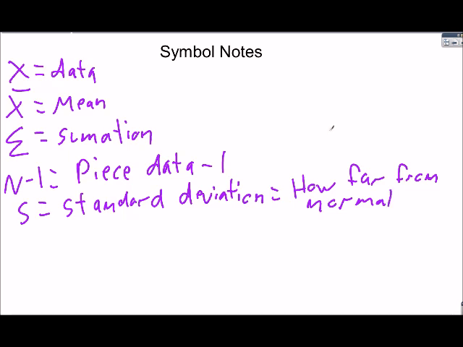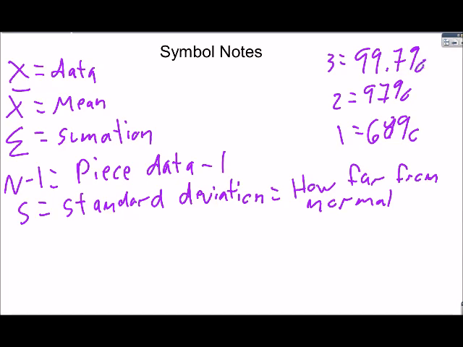And remember, 1 standard deviation means 68% of people fit in that window. 2 standard deviations in is going to be 97% of people. And if you're 3 standard deviations away and in, that's 99.7% of people. And our last one is going to be this σ squared, and this is going to refer to variance.